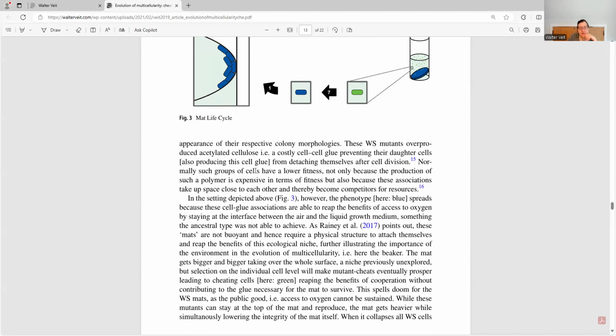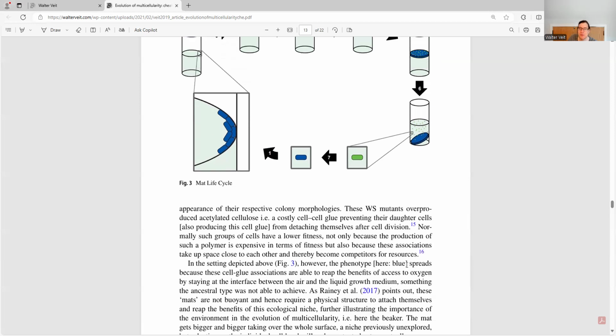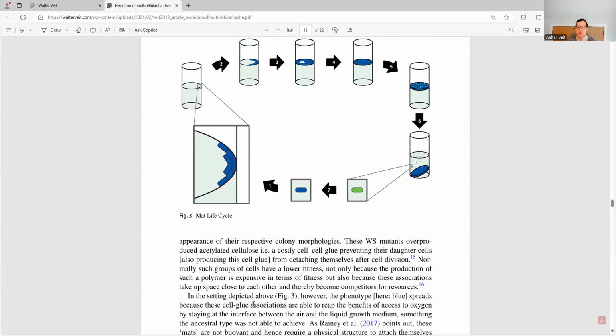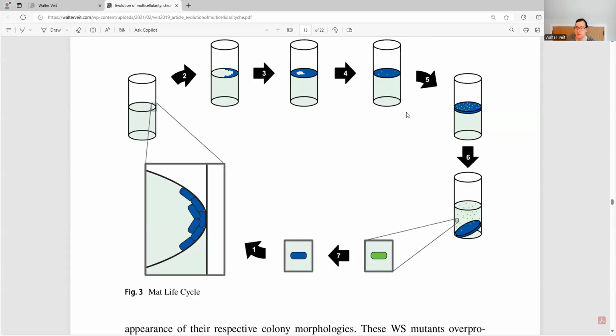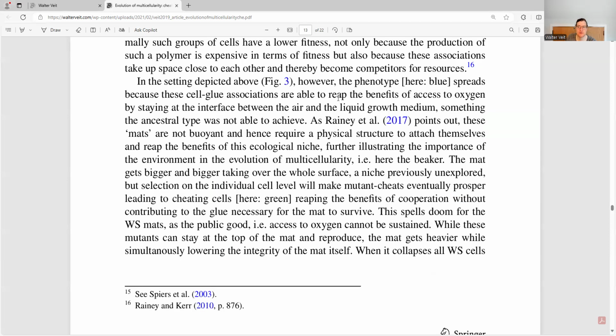Normally, such groups of cells have lower fitness, not only because the production of such a polymer is expensive in terms of fitness, but also because these associations take up space close to each other and thereby become competitors for resources. In the setting depicted above, figure 3, however, the phenotype, here in blue, spreads because these cell glue associations are able to reap the benefits of access. Let me make this actually larger here for the viewers. Of oxygen staying at the interface between the air and the liquid growth medium, something the ancestral type was not able to achieve.